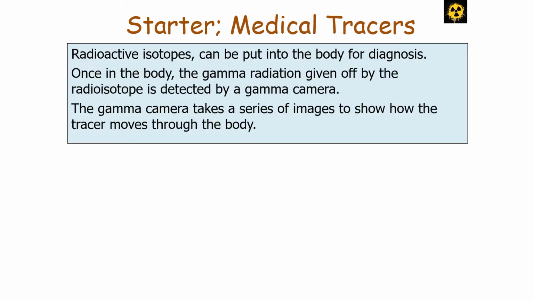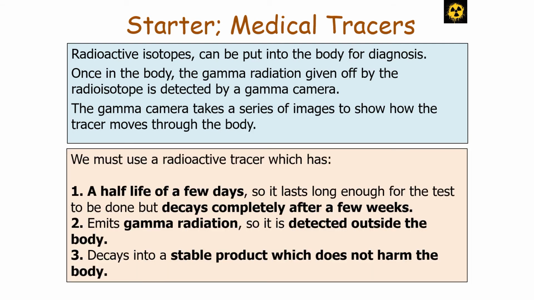So radioactive isotopes can be put into the body for diagnosis. Once in the body, the gamma radiation given off by the radioactive isotope is detected by the camera. The gamma camera then takes a series of images to show how the tracer moves through the body. Now, we must use a radioactive tracer which has a half-life of a few days, so it lasts long enough for the test to be done, but decays completely after a few weeks, emits gamma radiation so it's detected outside of the body, and then decays into a stable product which does not harm the body.